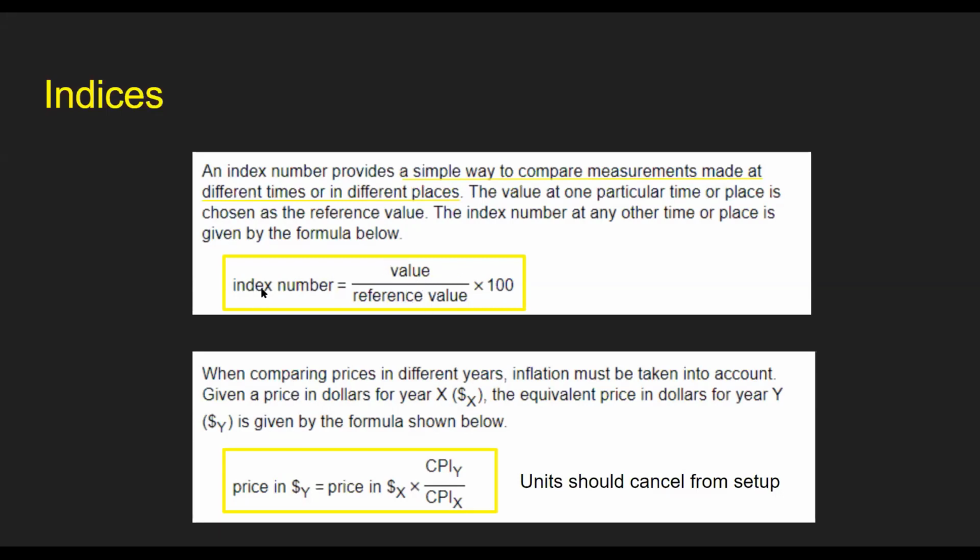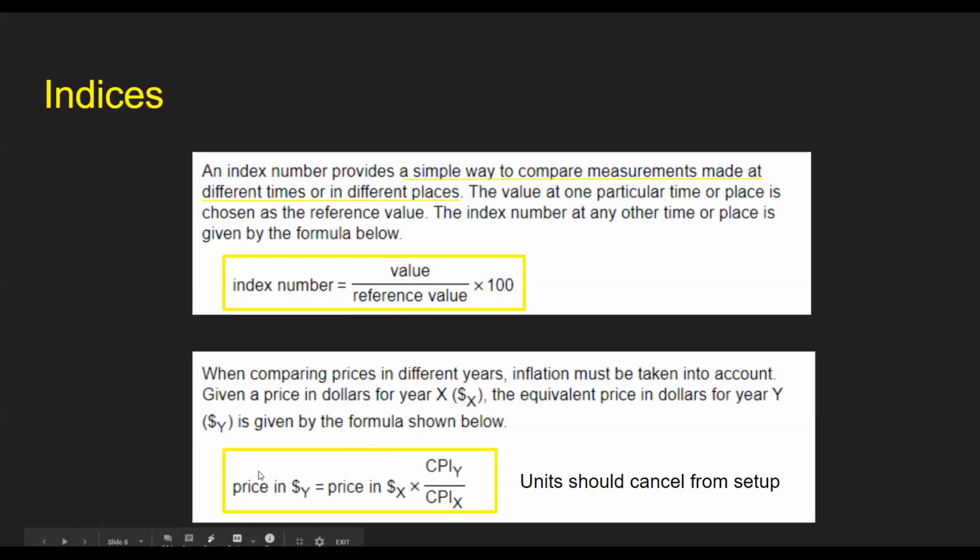So for most of your homework, you're going to use an equation that looks something like this. So index number is equal to a value divided by a reference value times 100. We're going to use this and apply this in a few examples, and I think that that will make a little bit more sense when we do that. But all that this is really for, if you want to take a little note, this is just a number that's useful to compare different time periods or different places. So it gives a number compared to a reference number that helps us compare different time periods or different locations.